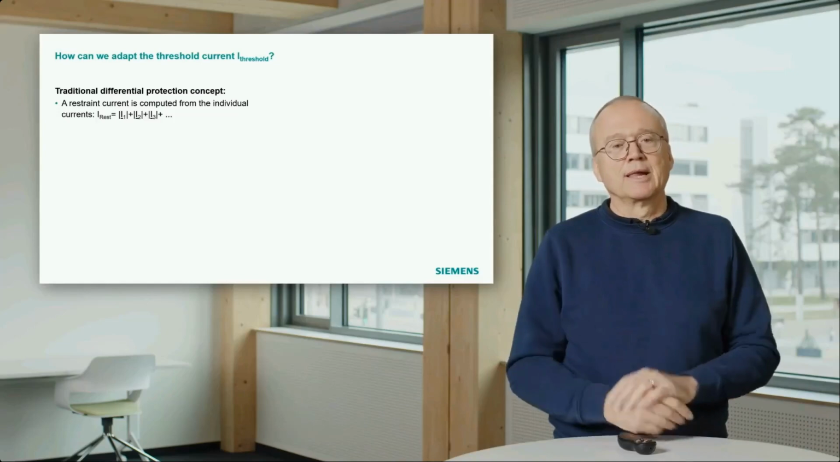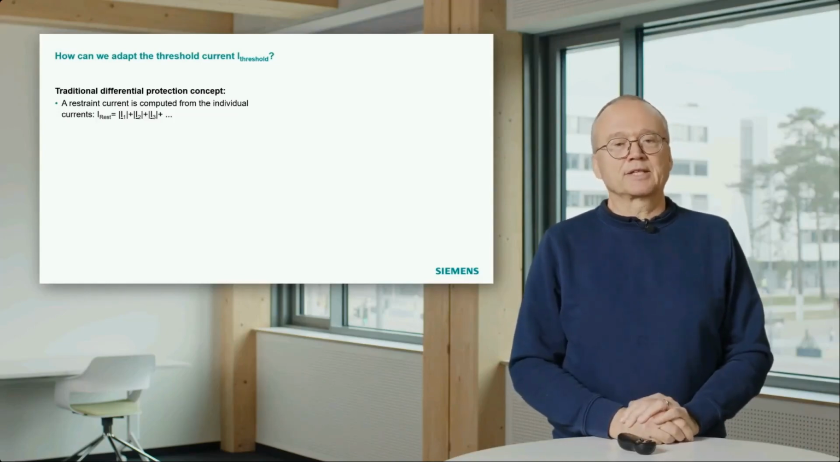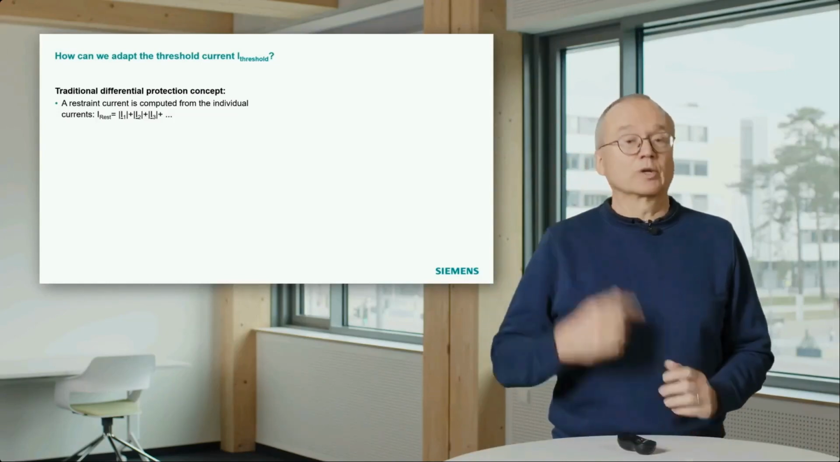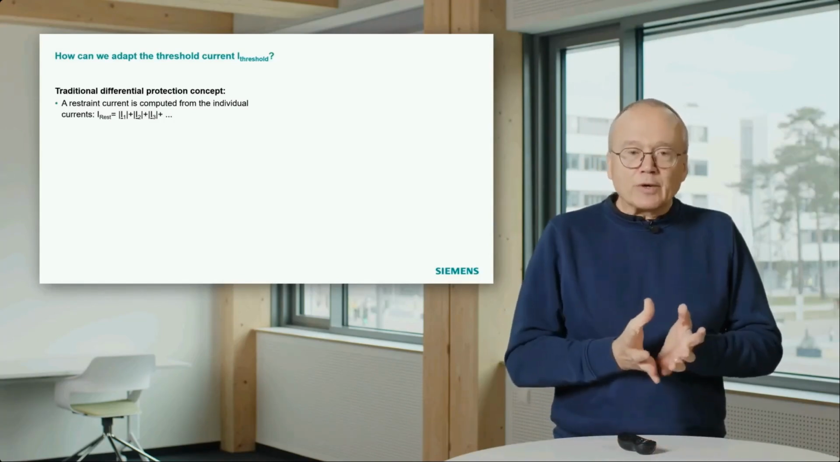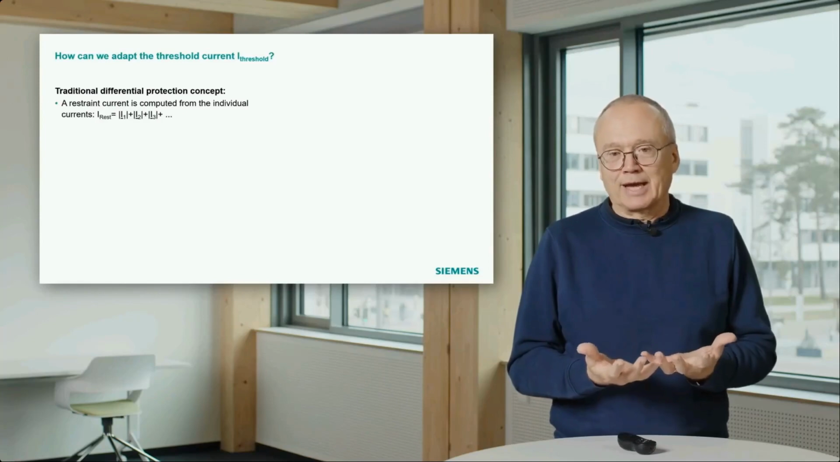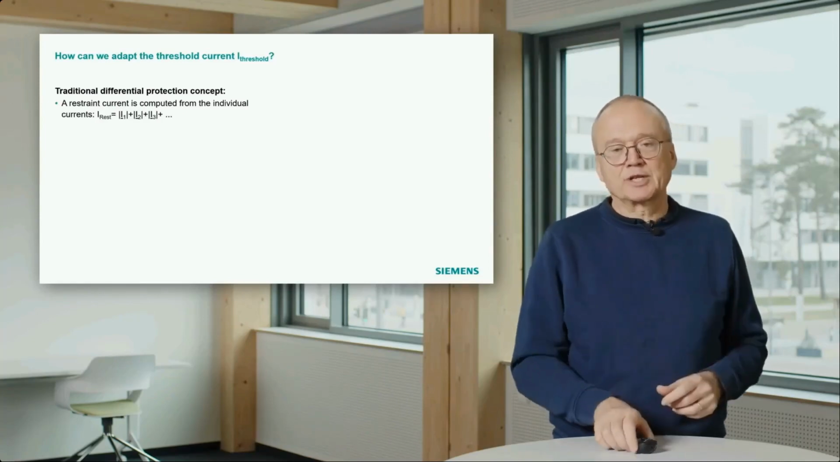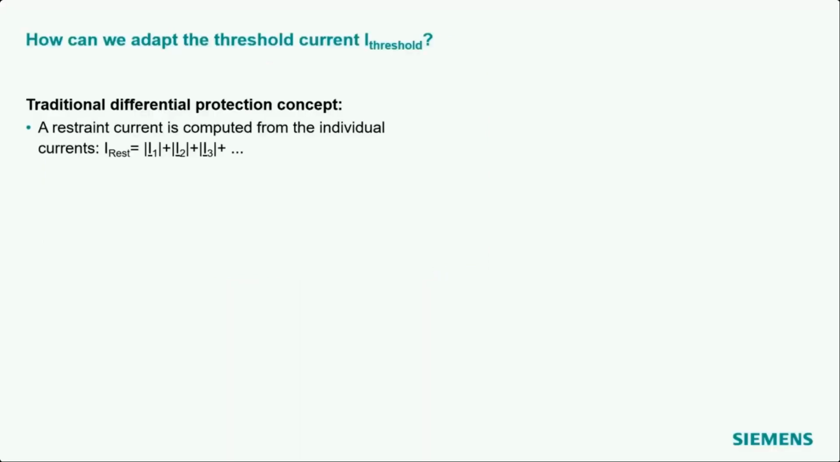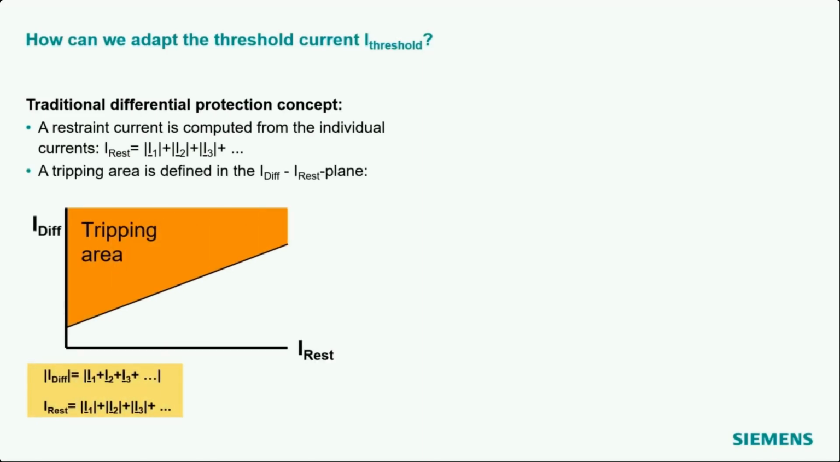That means without taking the sign and the phase angle into account. And this restraint current is an indication of how much current is flowing there. And that is used to adapt the threshold value. And what you normally find there is a diagram like this. That means you have on the horizontal axis this restraint current, which is an indication for the amount of current on the line. And on the vertical axis, you have the differential current.